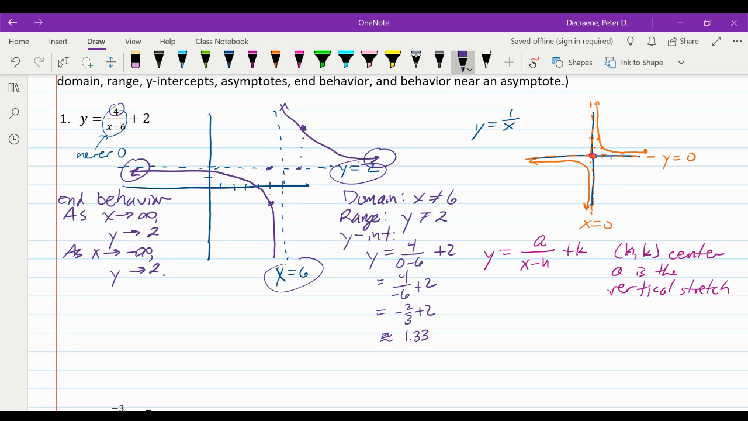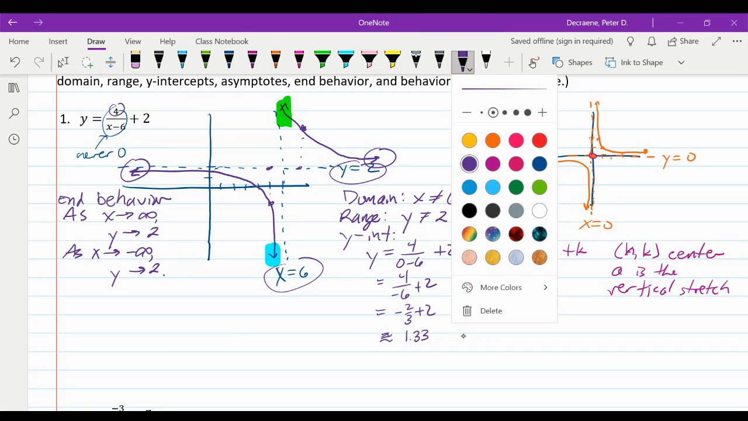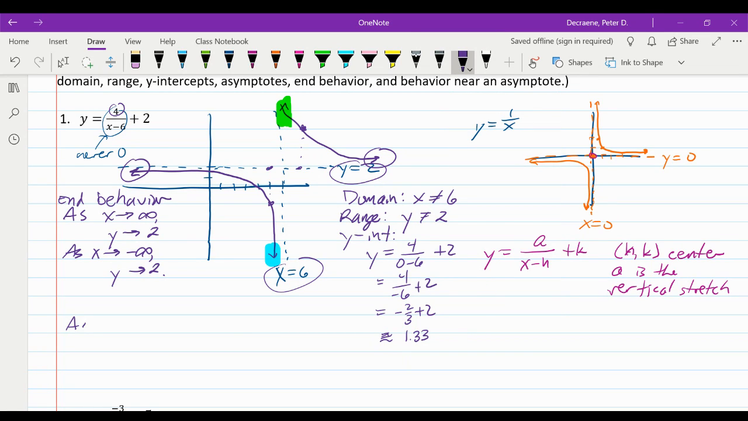Okay, let's finish talking about behavior near an asymptote. We're really talking about behavior near the vertical asymptote because if you notice, on one side, the arrow is pointing up along the asymptote, and on the other side, the arrow is pointing down along the asymptote. So we want to describe both of those things. So what we say about this is as we get close to the asymptote, in other words, as x gets close to 6, and there's two ways to talk about it. One's from the right and one's from the left. So we have to write two different statements.